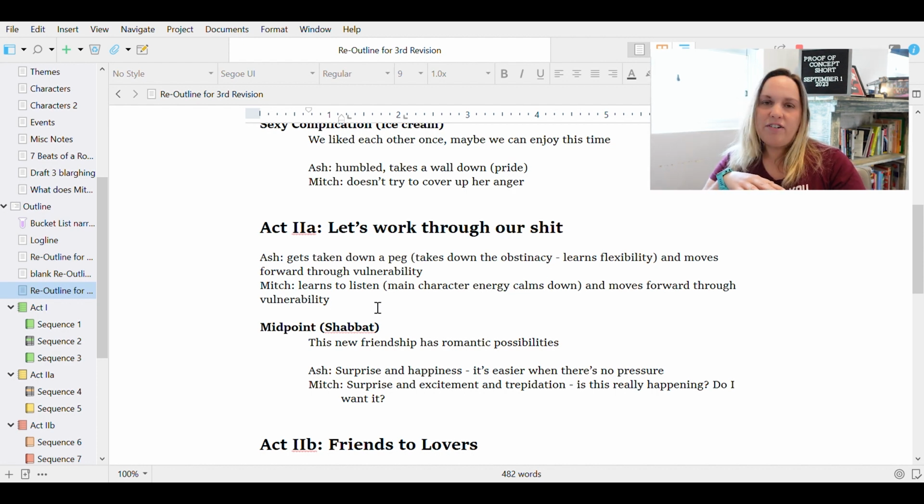Her main character energy calms down because as I was rereading the script, and I reread the script before I made this whole outline, her whole thing is she says the word me a lot. And despite her having been hurt, she did do some stuff to Ash after he hurt her in retaliation, and she doesn't really take ownership of that.